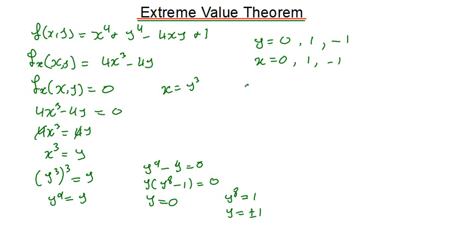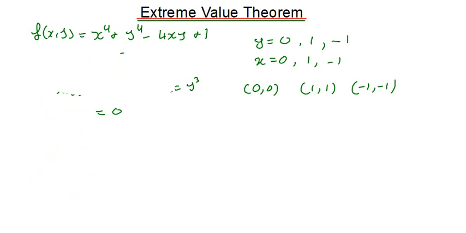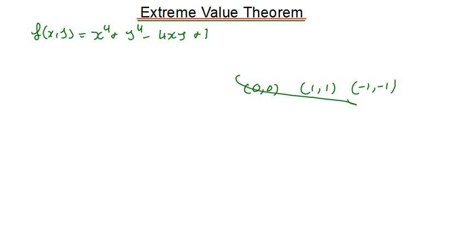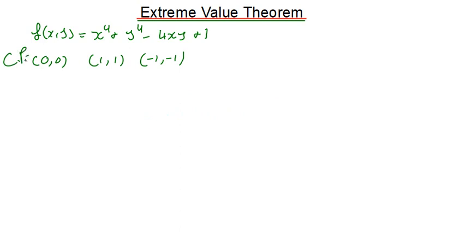So the points that we have: 0, comma 0. These are our critical points. You have 1, comma 1. We have negative 1, comma negative 1. Those are our critical points. They are the ones that you're going to use to determine whether we have relative min, relative max, or perhaps saddle points, or maybe we get something that is inconclusive. Okay, so those are the critical points that we have. I'll say critical points, CP. Those are what we have.